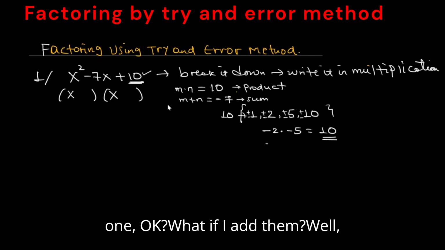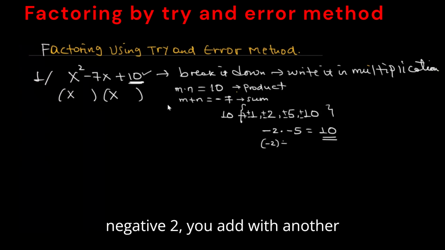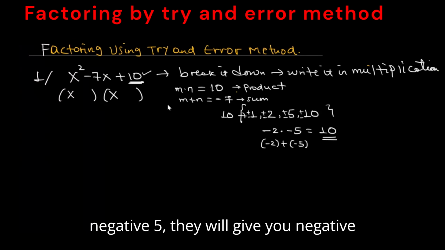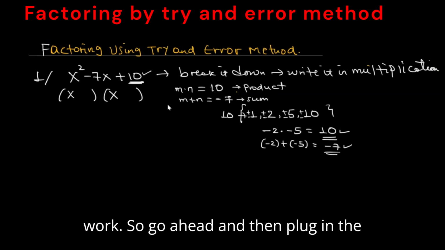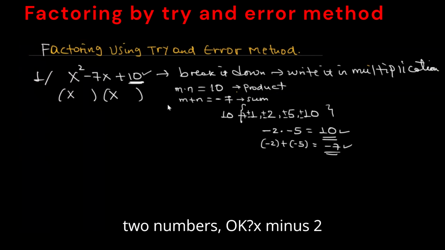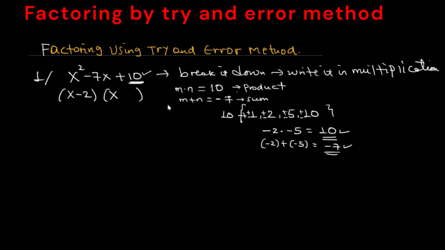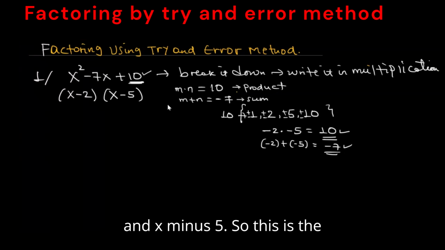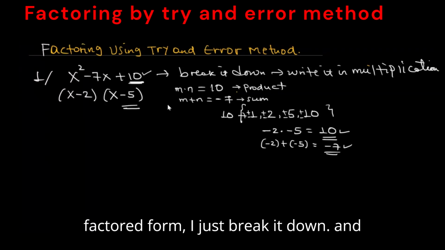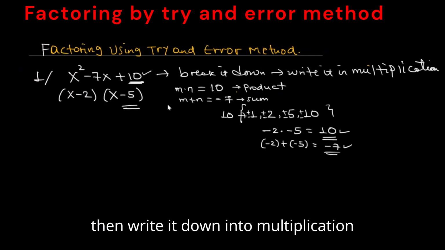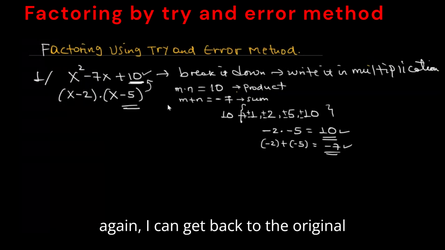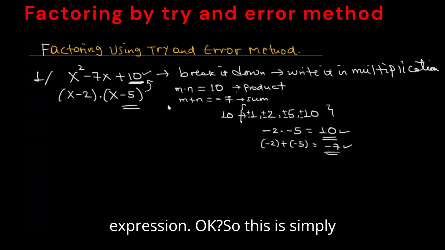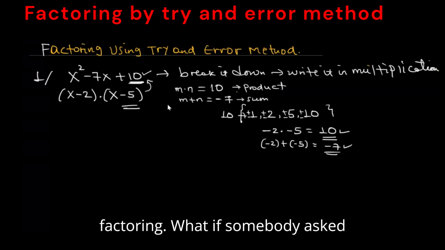What if I add them? Well, -2 added to -5 gives you -7. So that means both conditions work. So go ahead and plug in the 2 numbers: x minus 2 and x minus 5. So this is the factored form. I just broke it down and wrote it in multiplication form. That means if I multiply this again, I can get back to the original expression. So this is simply factoring.